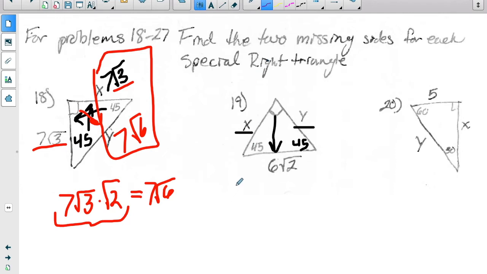Now to find out what that value is, we take the hypotenuse, 6 square root of 2, and we divide it by the square root of 2. We can plug this in the calculator to get our answer, but square root of 2 divided by the square root of 2, anything divided by itself, simplifies to 1, which leaves us with 6. So here the value of x and y are both 6. And that's all we have to do for this one. So we're finished with that one there.